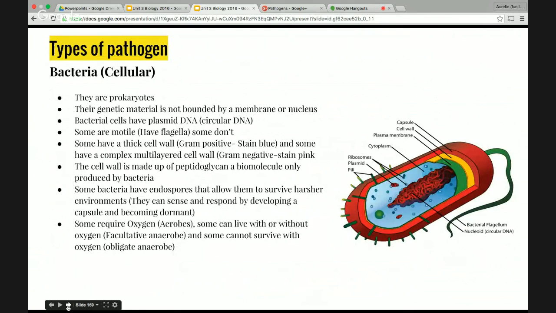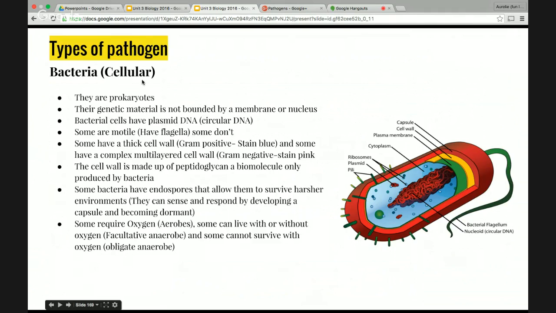Welcome back. Okay, so now we're going to talk about the different types of pathogens. Here, again, there's a lot of information. You don't need to copy the whole slide. Just take whatever note you need. What we need to focus on here with the different types of pathogen is which ones are cellular pathogens and which ones are non-cellular pathogens. So we are going to start with bacteria.